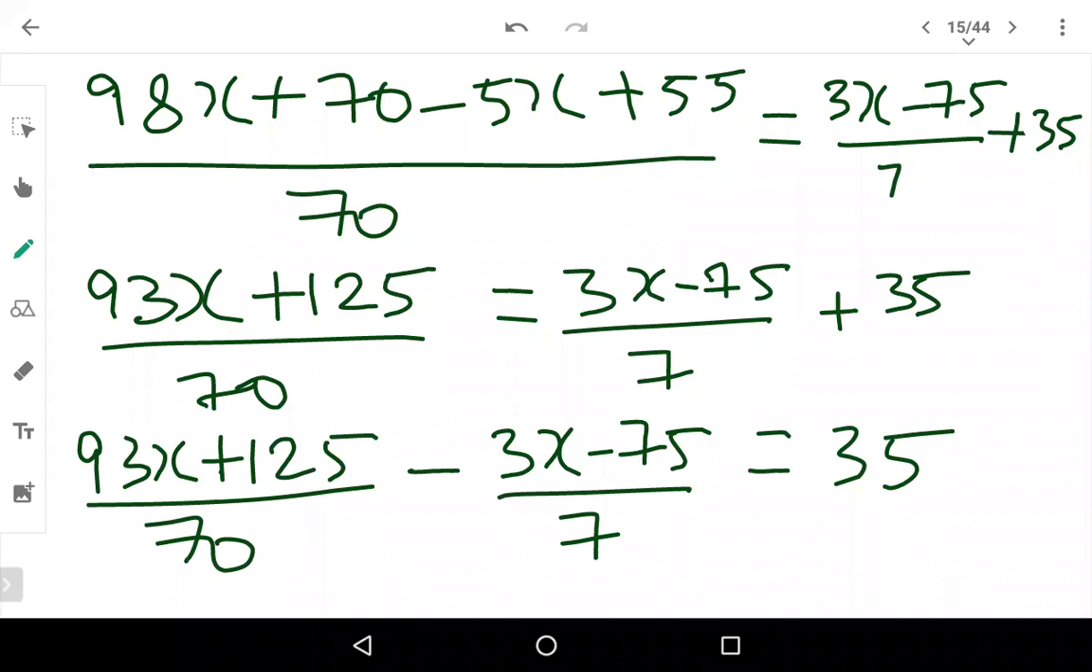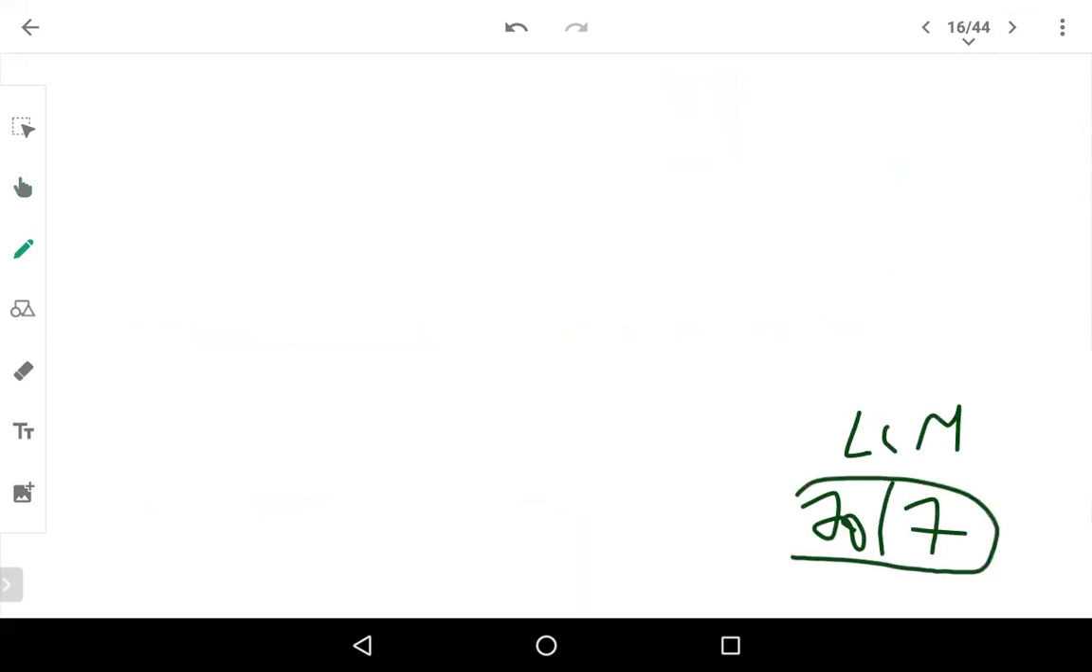Okay, I've got the whole expression of 3x minus 75 by 7 to the left hand side. Now in the next step, you are supposed to find the LCM of 70 and 7. Again, there are two ways where you can find the LCM of 70 and 7. If one is a multiple of the other, 7 into 10 is 70, correct?